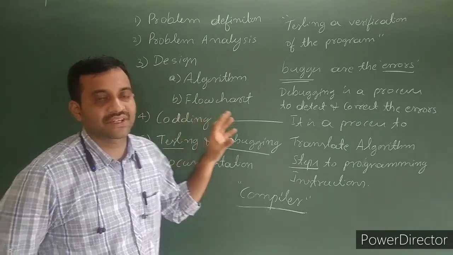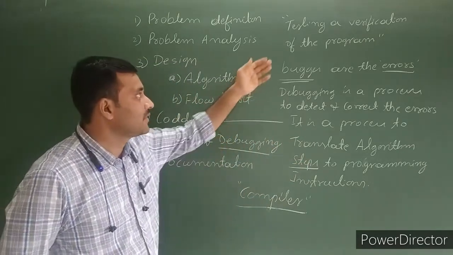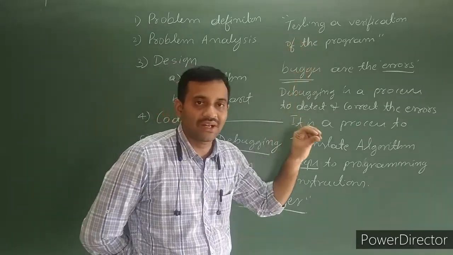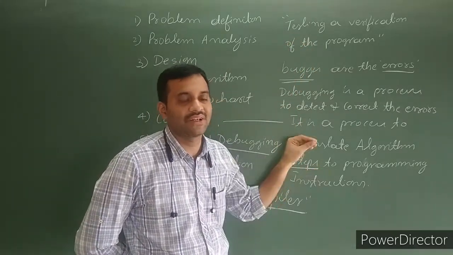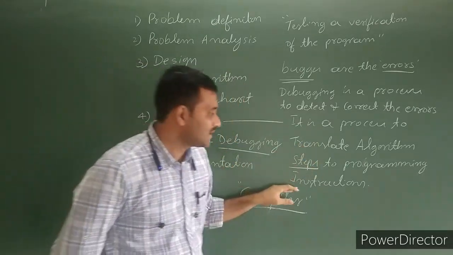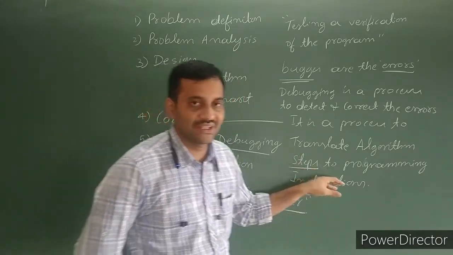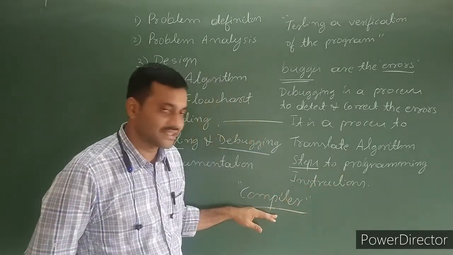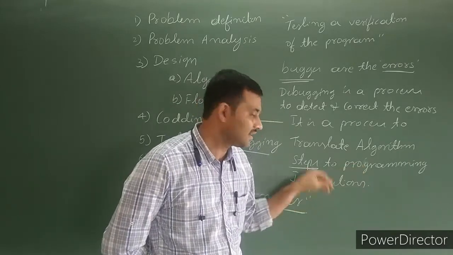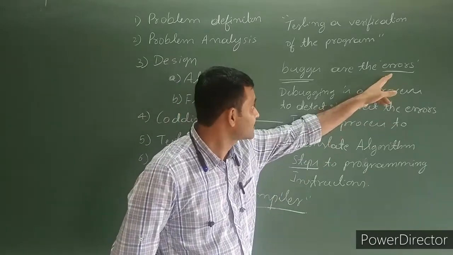After coding, after we construct a program or application package, we have to verify it. The verification stage is called testing. How to test? By substituting sample data, we verify whether the program works or not. The compiler translates high level language to machine level language. We write programming instructions in a high level language. The compiler is a system software. While translating, sometimes errors occur. Those errors are called bugs.